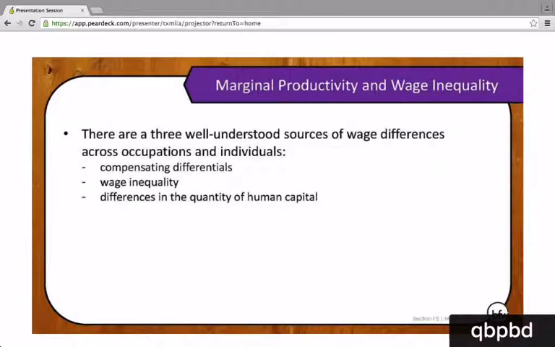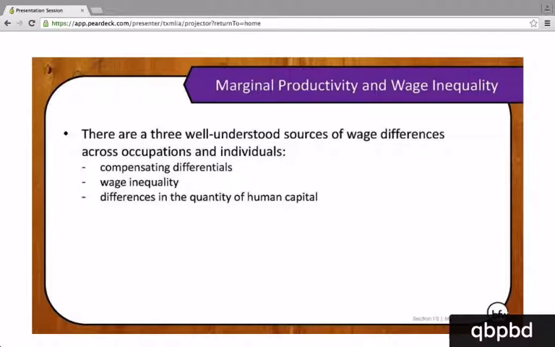Now, when we look at two different people who are paid differently, we see wage inequality. Much of this wage inequality can be attributed to factors that are consistent with the marginal productivity theory of income distribution. But there are three well-understood sources of wage differences across occupations and individuals that fall outside of this marginal productivity theory. Three possible explanations for wage inequality that go beyond it would be compensating differentials, wage discrimination, and differences in the quantity of human capital.